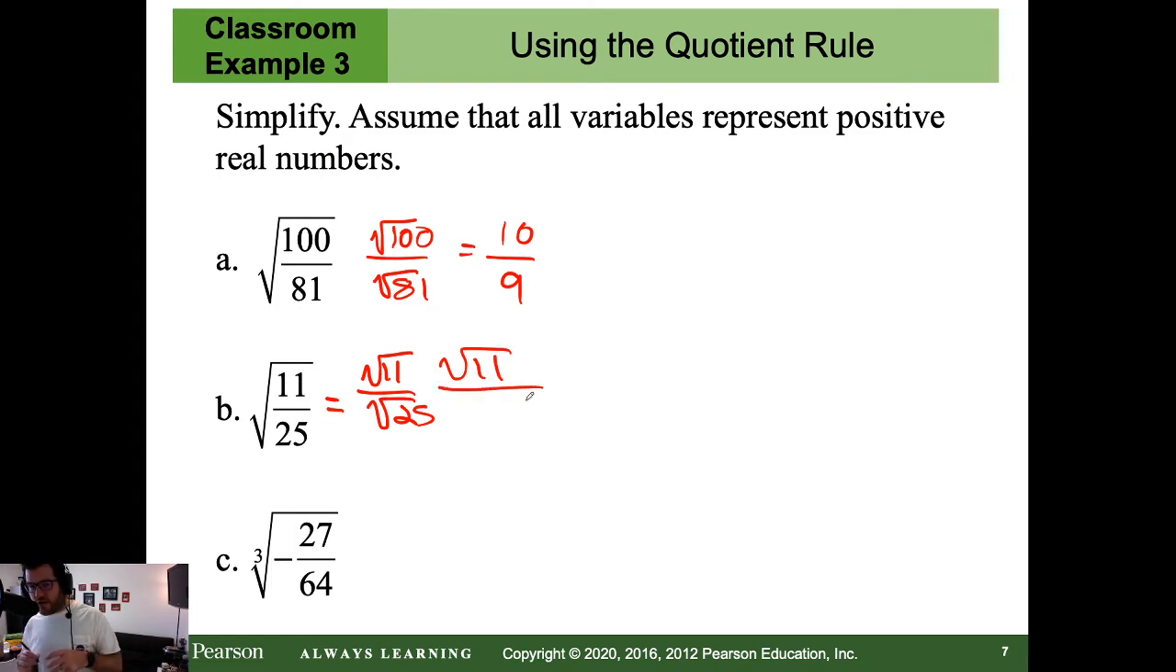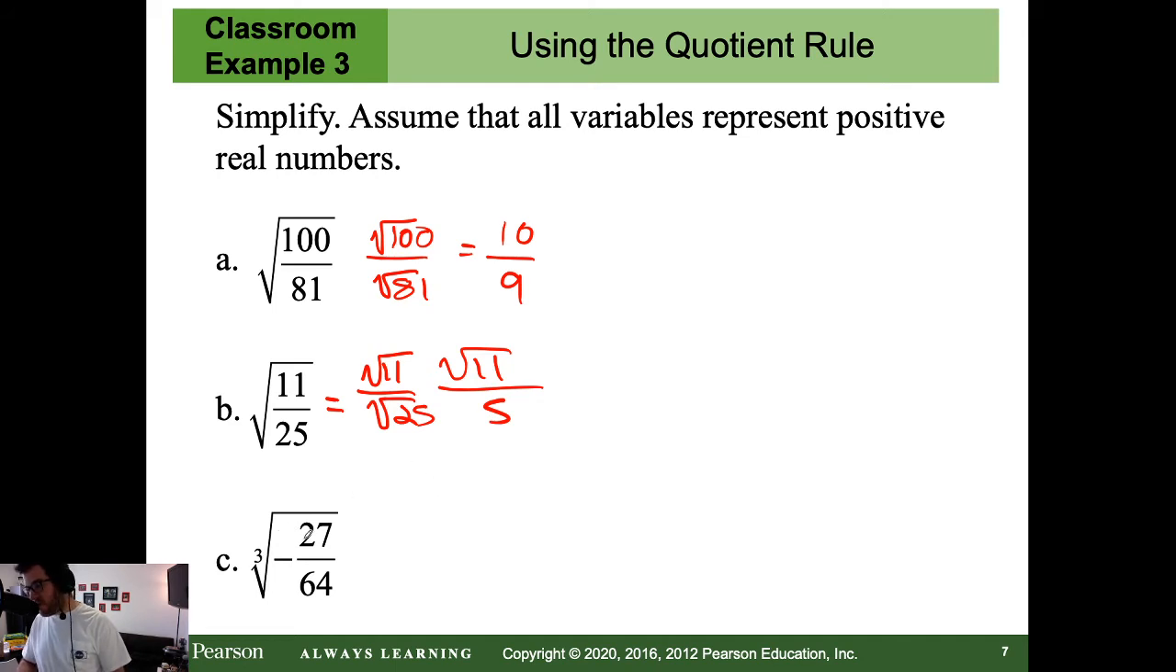So what we're talking about, and we talked about this last chapter, is you have to think of your perfect squares. So 1 times 1 is 1, 2 times 2 is 4, 3 times 3 is 9, those kinds of things. Here, what's the square root of 25? That's 5, so it stays just like that.